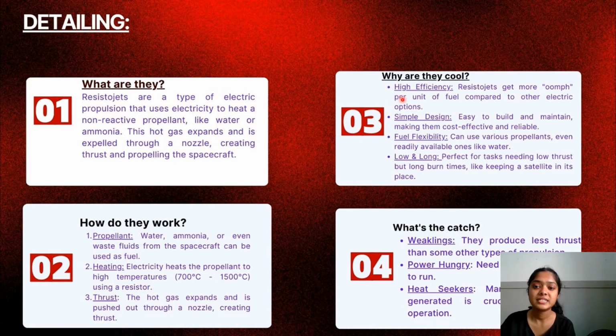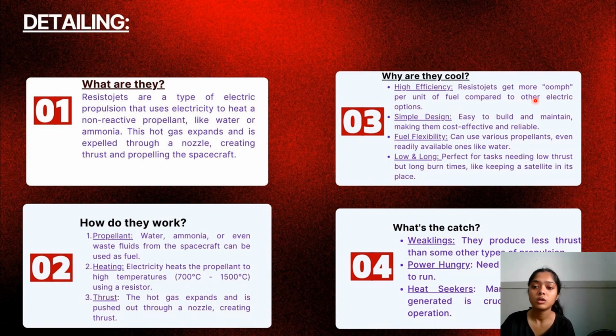Then next we'll be seeing why they are used. The first thing is high efficiency. Resistor jets get more oomph per unit of fuel compared to other electric options. Then the next is simple design. It is easy to build and maintain, making them cost effective and reliable. Then the next we have is flexibility. They can use various propellants, even readily available ones like water.